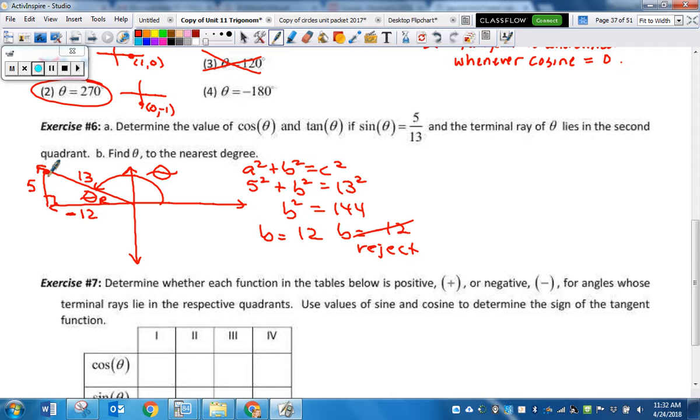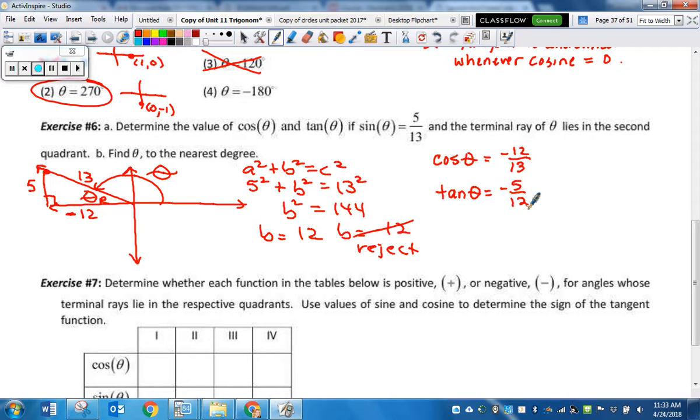All right, so we want to find what? Cosine theta. All right, cosine theta, Katie. It is negative 12 over 13. Negative 12 over 13, adjacent over hypotenuse. And tan of theta, Aiden? Tan of theta is 5/12. Right, negative, correct? Yes.